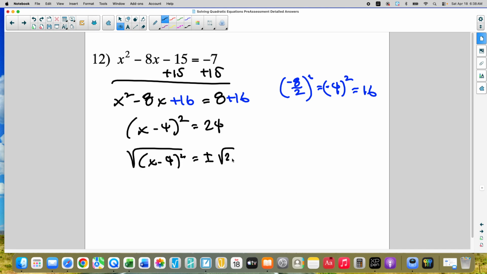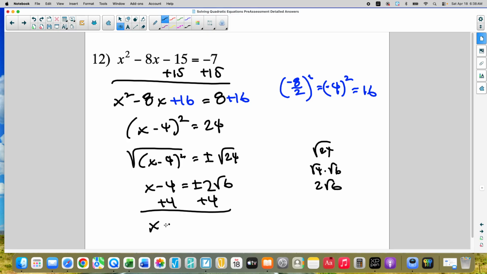Take the square root. This gives us x minus 4 equals, now square root of 24, I can simplify that to rad 4 rad 6, which produces 2 rad 6. So that's plus or minus 2 rad 6. Let's add 4 to both sides. And that gives us x equals 4 plus or minus 2 rad 6.